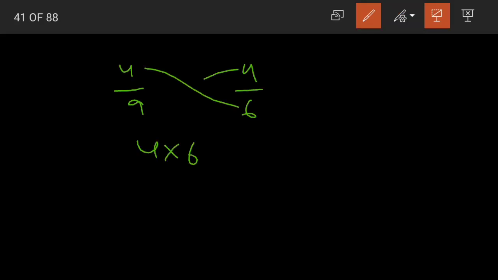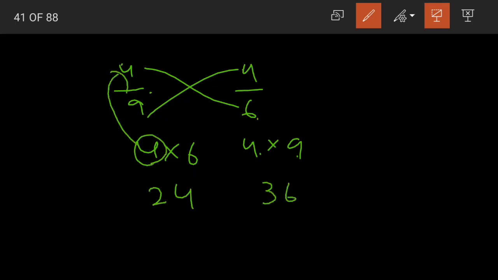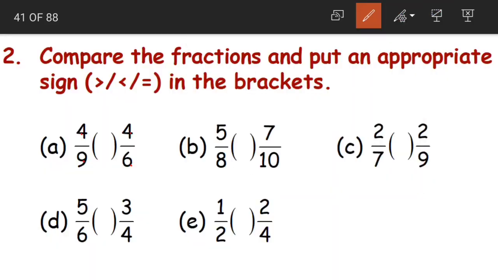4 into 6, 4 into 9. 4 6s are 24, 4 9s are 36. Here this 4 is the numerator of the first fraction. 24 is less than 36. So the first fraction 4 by 9 is less than our 4 by 6. So the less than symbol comes here.